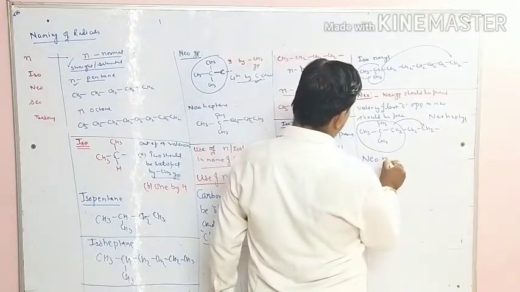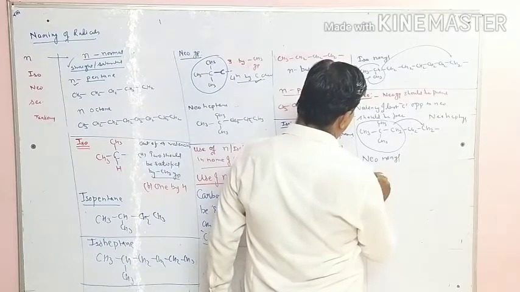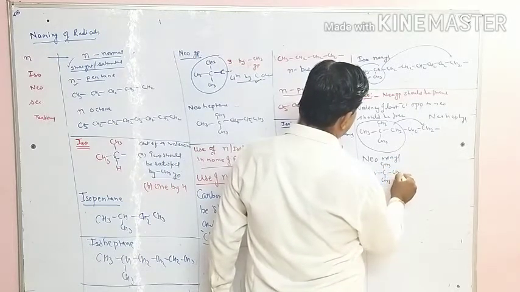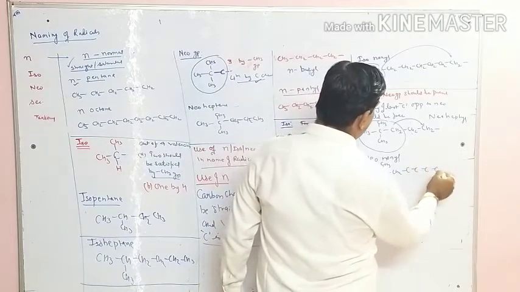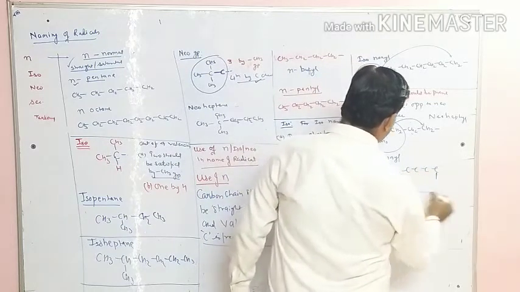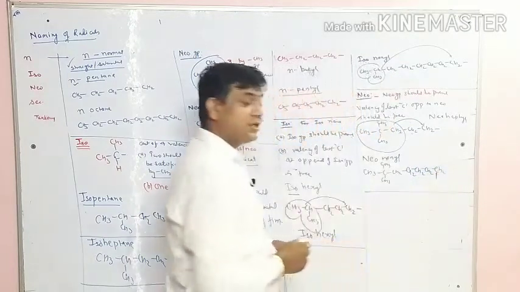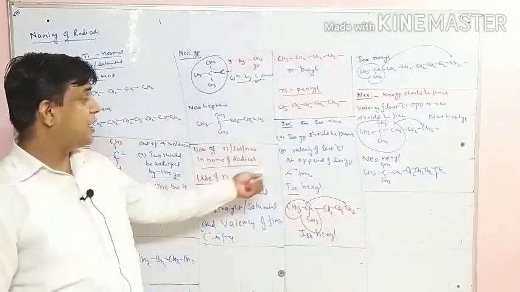Neononyl, draw the neo, CH3, CH3, CH3, CH2. This is neo, 1 2 3 4. This is neo non, and if the valency of the last carbon is free, then it is called neononyl. Clear, students? So this is the naming of iso and neo.